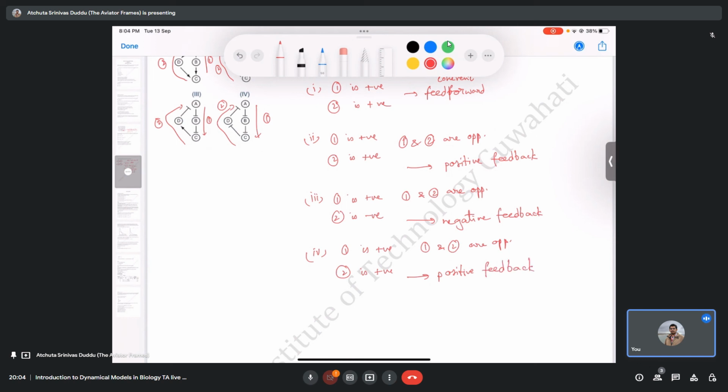So oscillatory behavior is possible for option 3, right? So yeah, first is coherent feed forward, and second and fourth are positive feedback loops. So oscillatory behavior is possible only for the third one, which is a negative feedback loop, right?